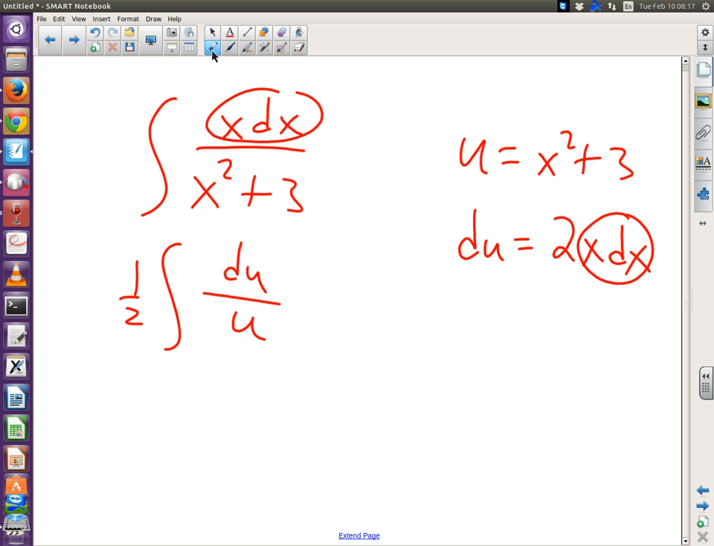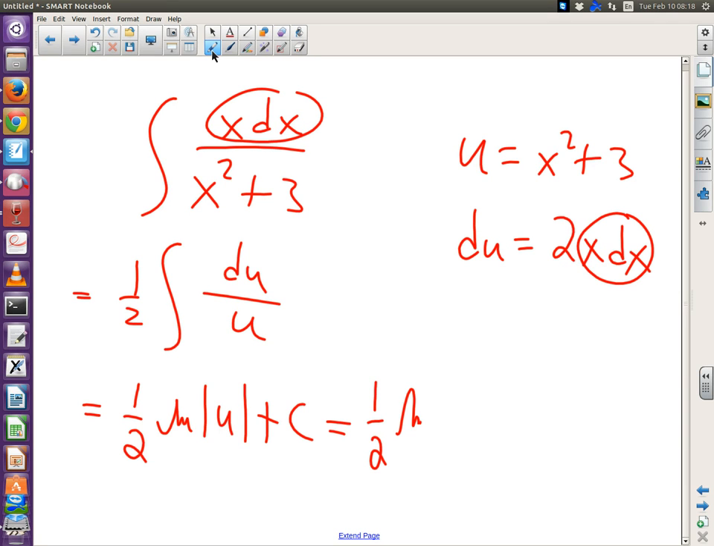So now it's easy. 1 over u du integrates as ln, so it equals 1/2 the ln of the absolute value of u plus c. The absolute value is a problem because, remember when we graphed it, did it ever cross the y-axis? So can you do ln of 0? Can you do ln of negatives? Make sure you're only plugging in positives. The 0 is not allowed either. And you're not done, because we can rewrite this in terms of x: 1/2 the ln of x squared plus 3.